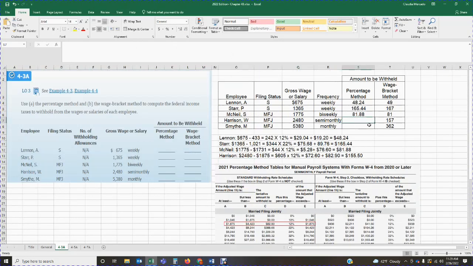So if we compare 155.50 to 157, we're very close. So these numbers are very close in nature. Regardless of the method you use, the difference is not significant.